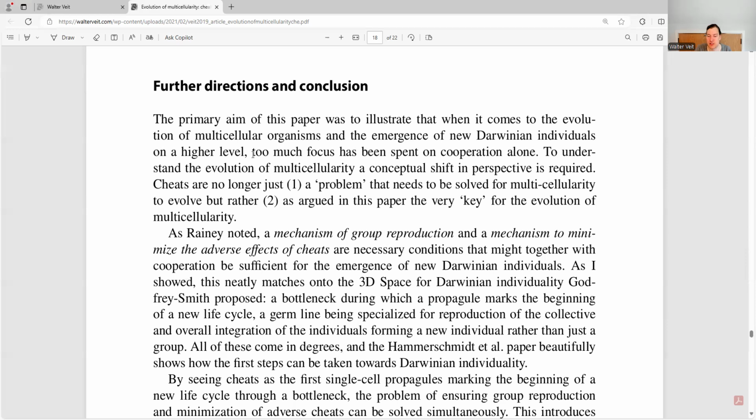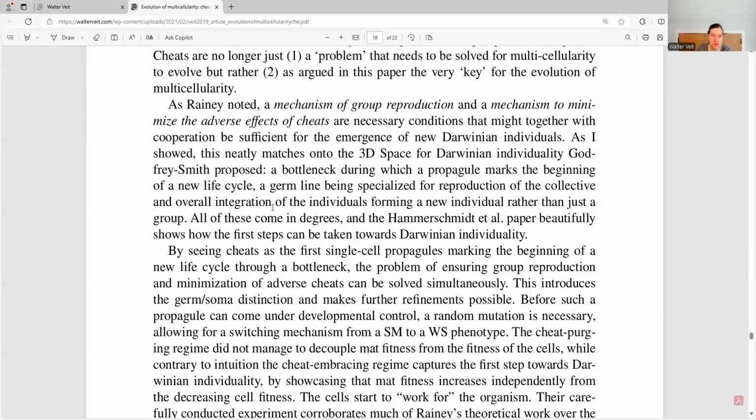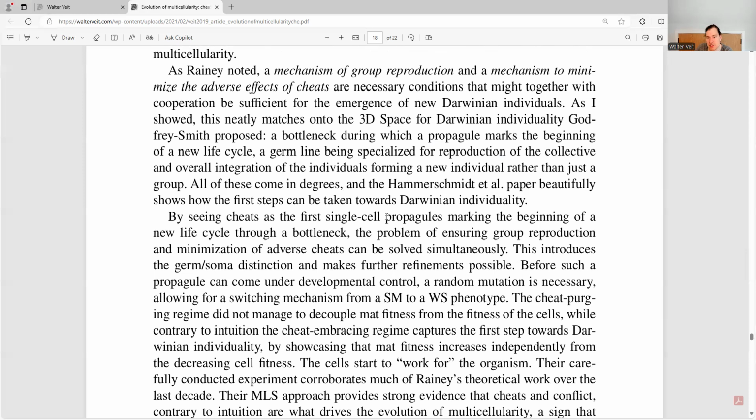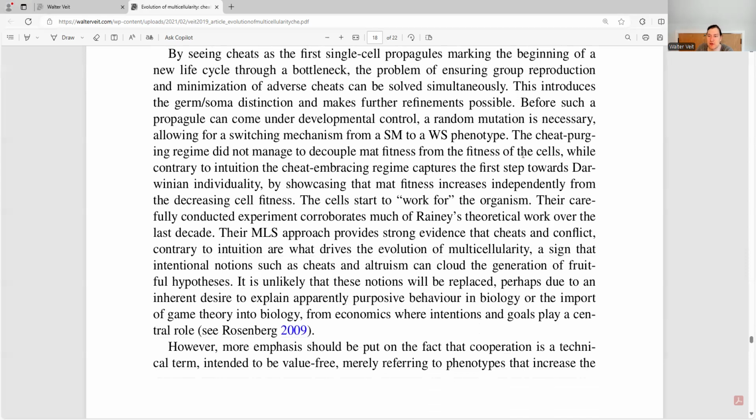All of these come in degrees, and the Hammerschmidt et al. paper beautifully shows how the first steps can be taken towards Darwinian individuality. By seeing cheats as the first single-cell propagules marking the beginning of a new life cycle through a bottleneck, the problem of ensuring group reproduction and minimization of adverse cheats can be solved simultaneously. This introduces the germ-soma distinction and makes further refinements possible. Before such a propagule can come under developmental control, a random mutation is necessary, allowing for a switching mechanism from a SM to a WS phenotype.